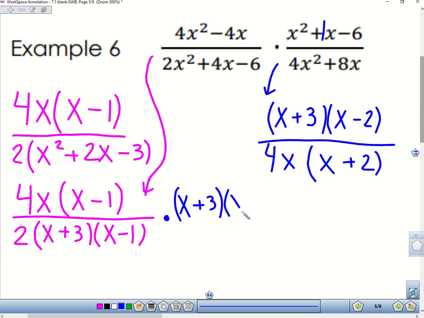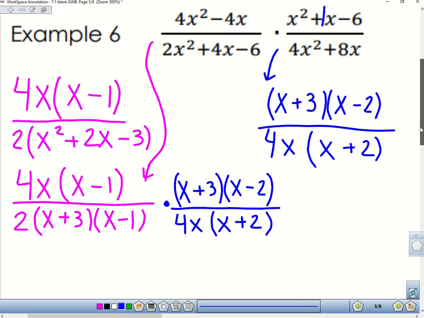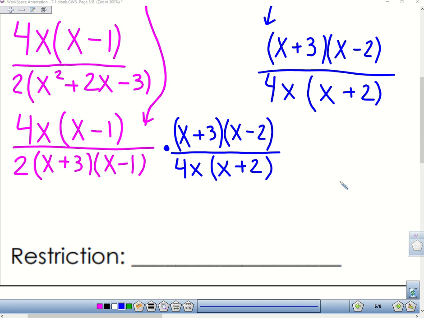But before we can multiply these together or cancel anything out, we need to do what first? Good, we need to find our restrictions. So like I said, once you get good at this, you can save yourself this step and you don't need to actually set each of these equal to 0. But we're still learning, so we're going to set each of these products in the denominators equal to 0.